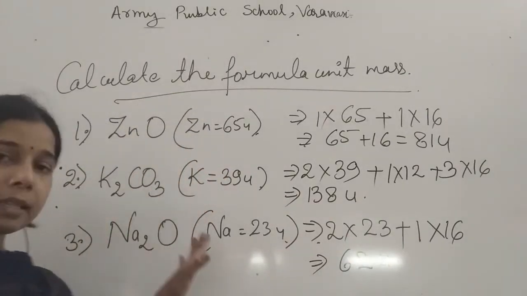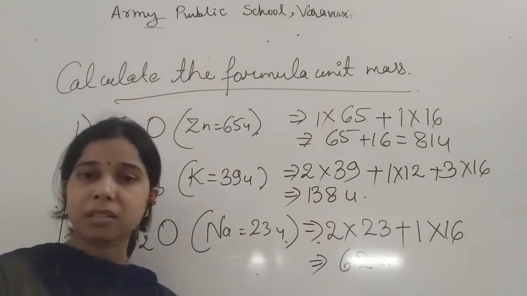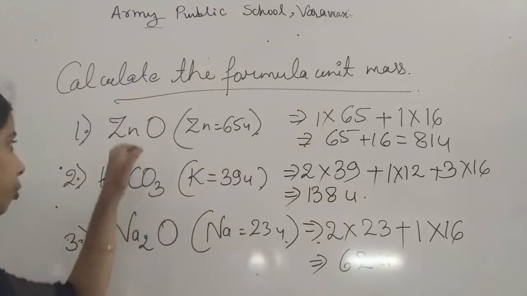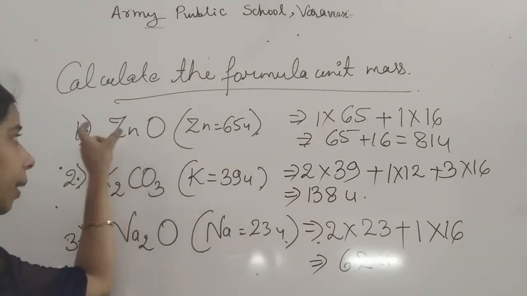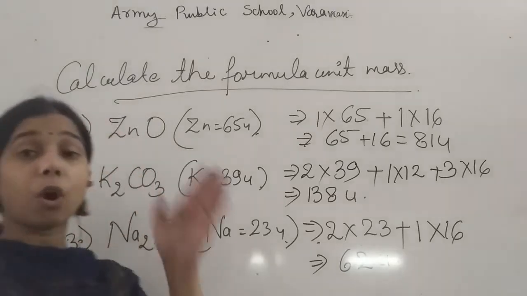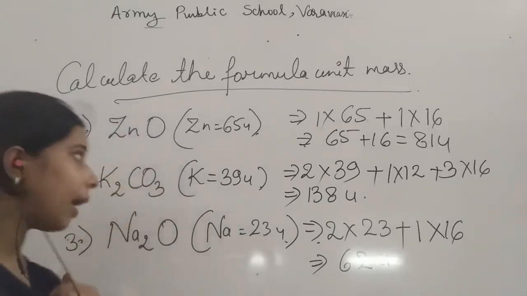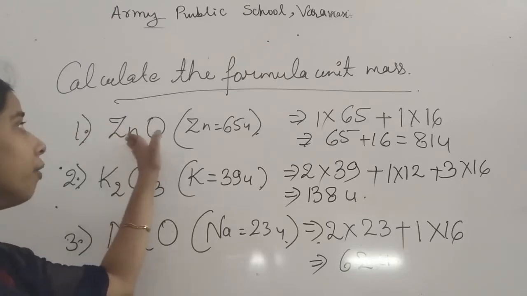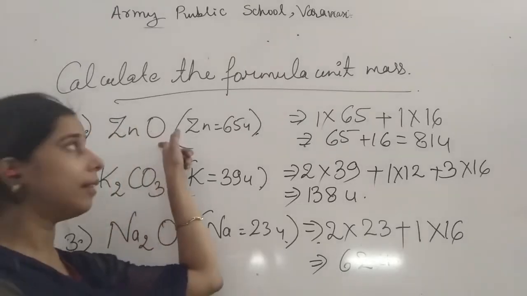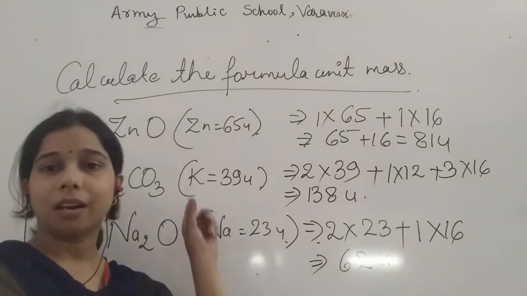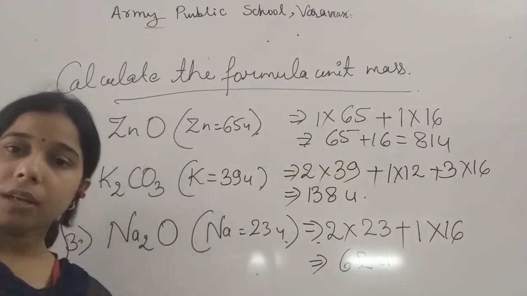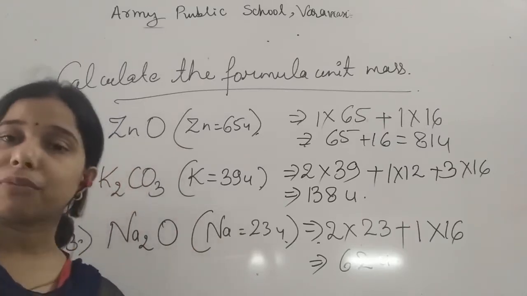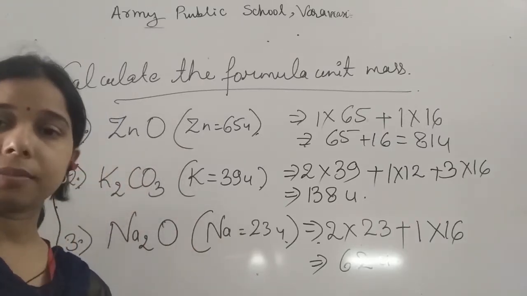Okay, so by this you can find the formula unit mass or the molecular mass of a particular compound. You simply have to see how many atoms there are and what the atomic mass is. So we multiply with the atomic mass of that particular atom and then add the other elements present in the formula. Okay, so by this we are able to find the molecular mass or the formula unit mass.